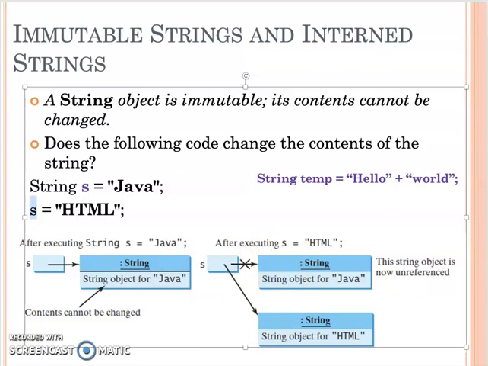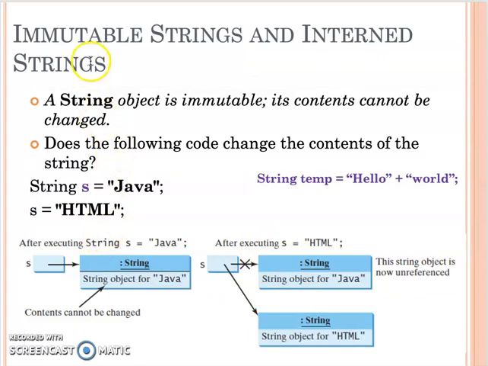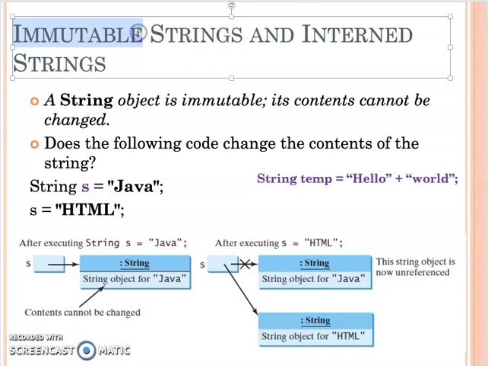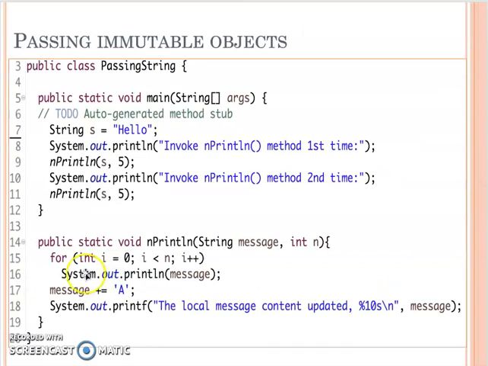So just be careful: besides the string object's content not being changeable, any immutable object, when we pass it by reference through a method, also cannot have its content changed. Because for an immutable object, when you pass by reference, you are already passing by copy. So let's see this example. This example is in PassingString.java. Please download that and try. Let me explain what we have here.